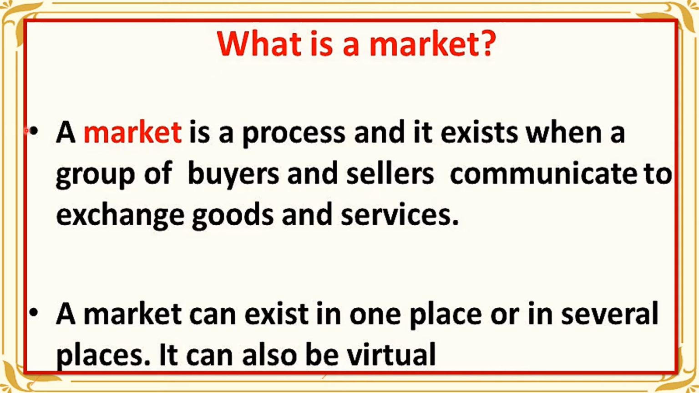What is a market? A market is a process and it exists when a group of buyers and sellers communicate to exchange goods and services. A market can exist in one place or in several places. It can also be virtual. So class, a market is a place where buyers and sellers meet. It's not only a place where the consumer and seller see each other, but also a market can be done virtually or through online shopping.